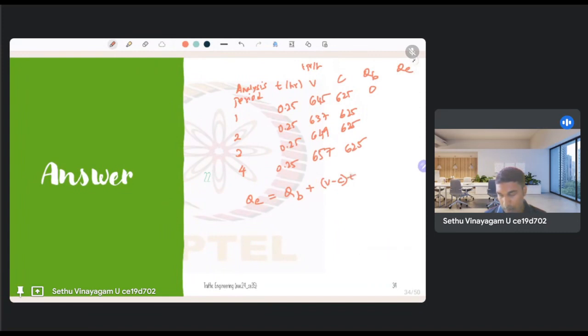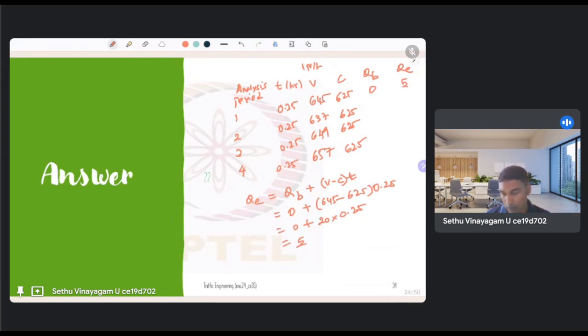So we have to multiply it by the corresponding analysis period duration, to get the particular change in the queue length, right? So this will give us the queue length at the end of the analysis period. So for the first period, what is it? Initially, at the beginning, there is 0 queue plus V minus C, which is 645 minus 625 into 0.25. So it is 0 plus 20 into 0.25. So it is 5. So there will be a queue of 5 vehicles at the end of the first 15 minutes, right?